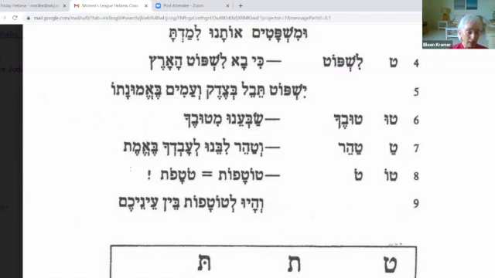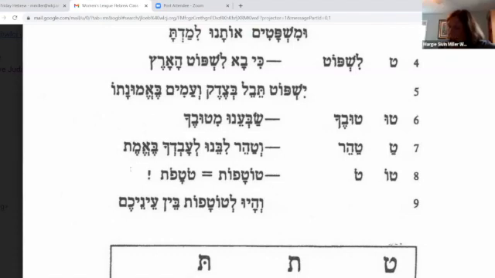A ni chem. All right, one little off. The A is correct. A, nay, chem. The vowel underneath the first two are the same, so keep them consistent. A, nay, chem. Excellent, very good.